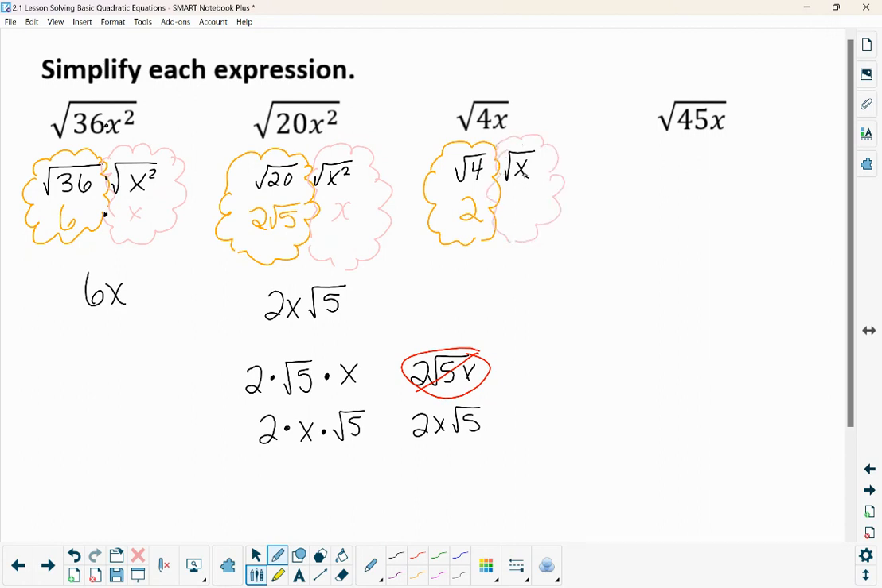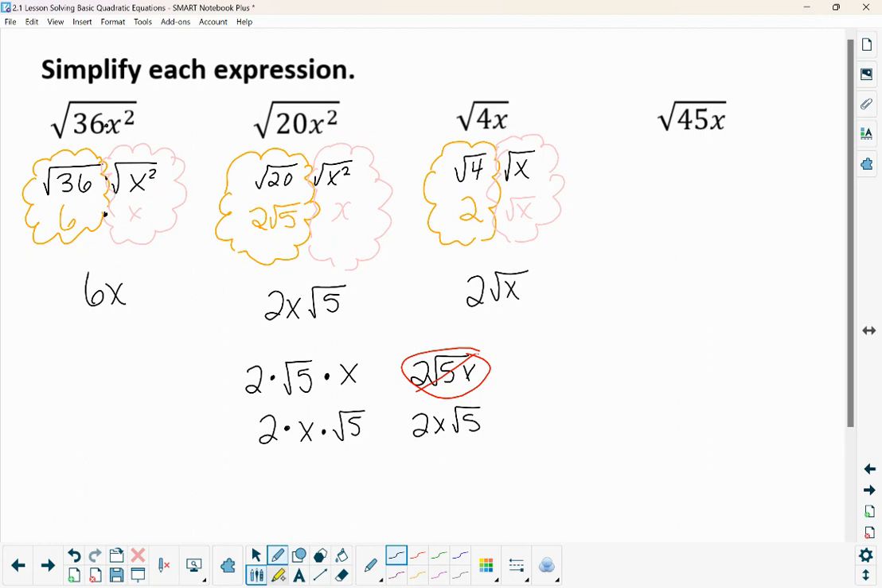Well, the x does not have a power of 2. It's just a power of 1x. So it has to stay put inside the root. So our answer looks like this, 2 times the square root of x. And we can't simplify it any further than that.